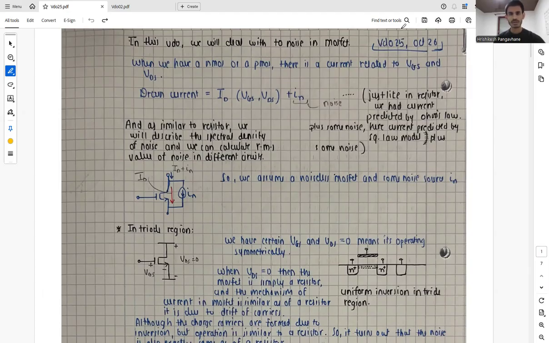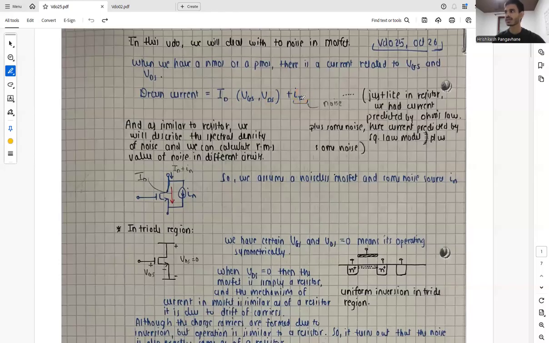When we have an NMOS or a PMOS, there is a current related to the gate voltage, and the current is from drain to source, and we have VGS and VDS. So the drain current ID is a function of VGS and VDS. But as we are talking about noise, there is also a current source which is due to noise.